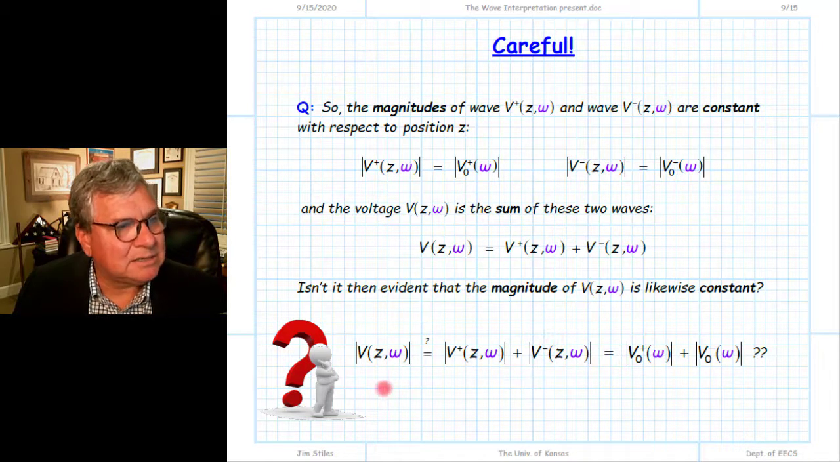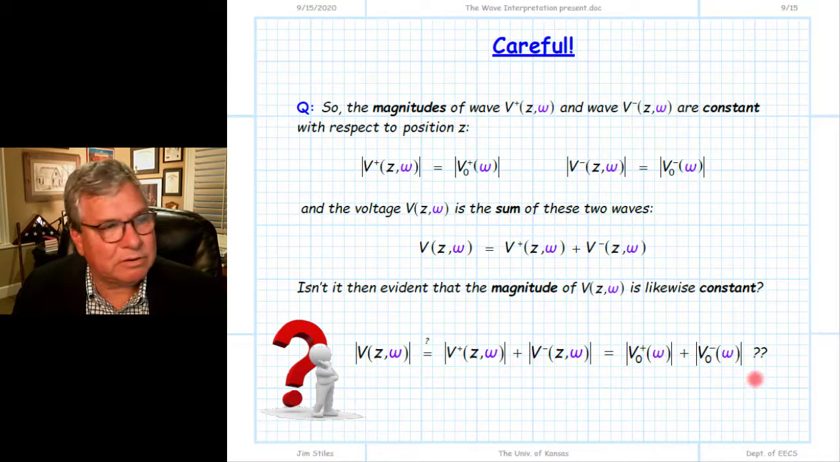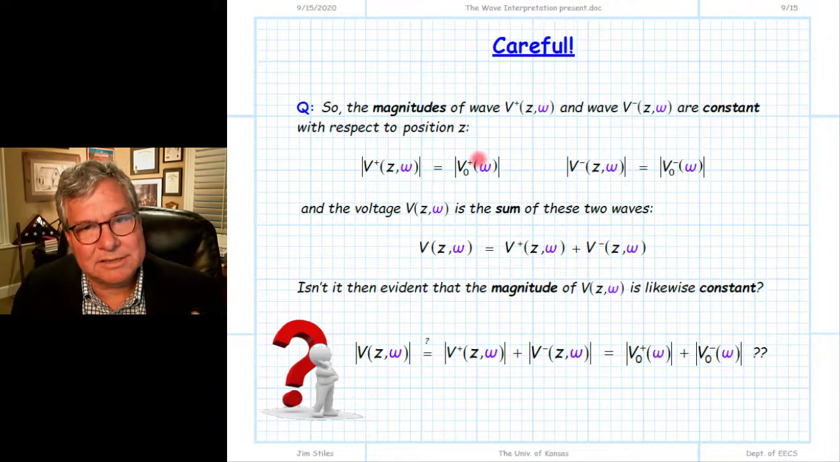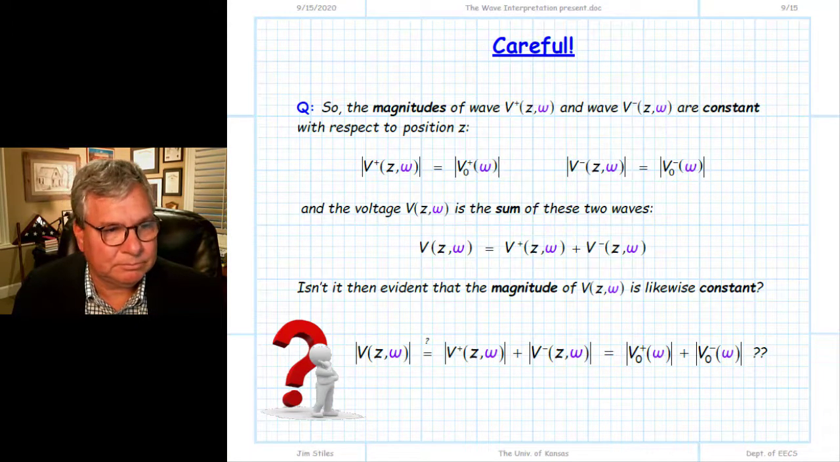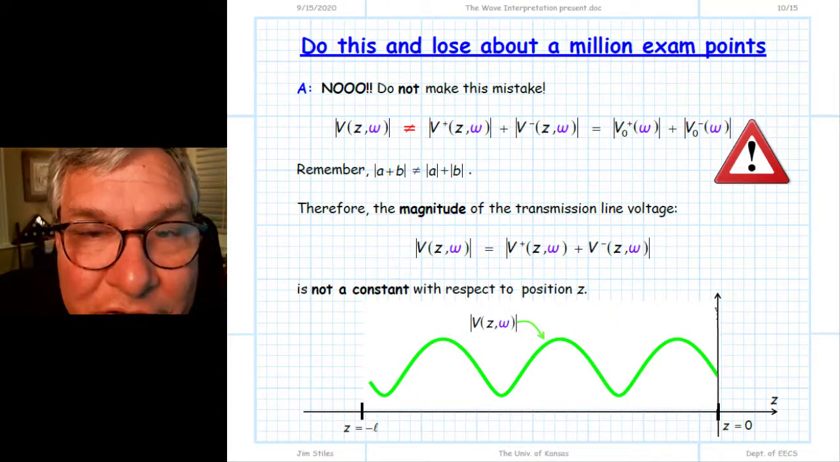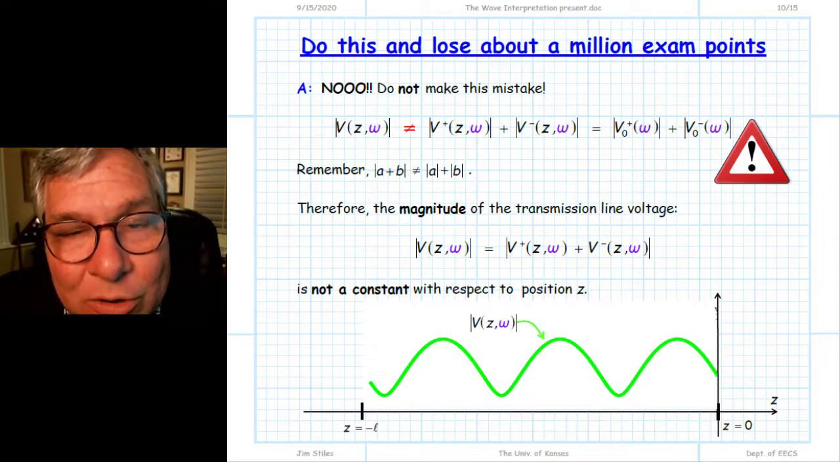And this is mathematically essentially what they're saying, that the magnitude of the total voltage is equal to the sum of the magnitude of each component, and therefore the result is a magnitude for the total voltage that is constant, just as the magnitude for each plus and minus wave voltage is constant. Now the question is, is that a correct analysis? Listen up. The answer to that question is no. It is not a correct analysis.